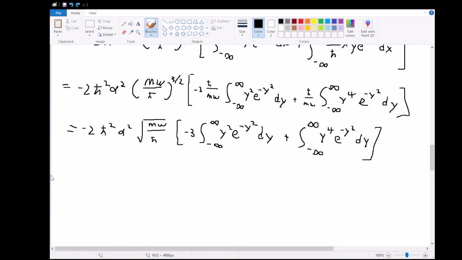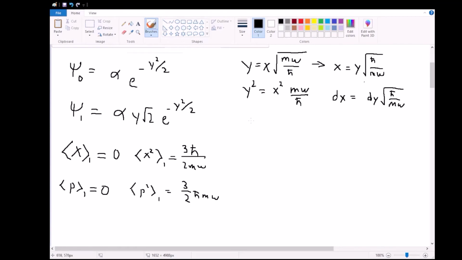So once again, I'm going to skip this really tedious part and just get straight to the answer, which turns out to equal 3/2 times m omega times h bar. And with that, we are thankfully done with all 8 integrals. All right, we are on the final stretch.